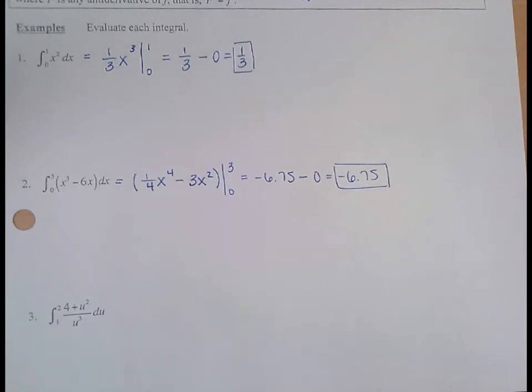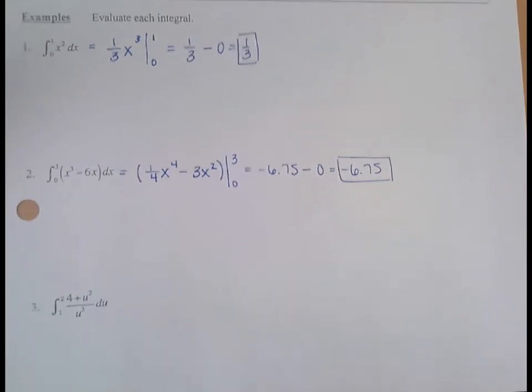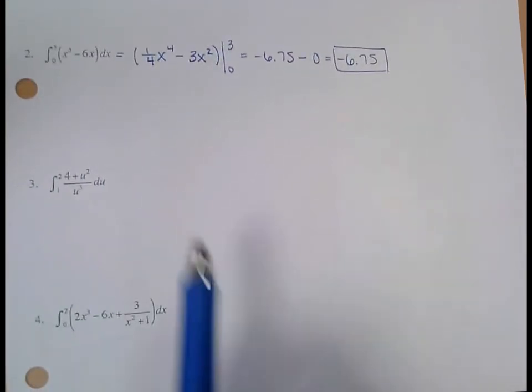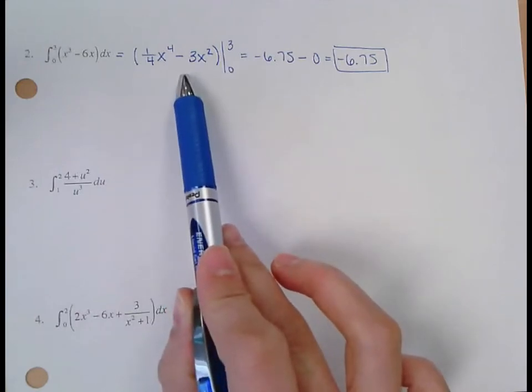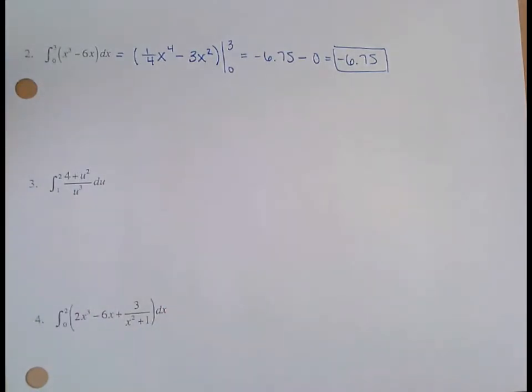Okay, so here I was just checking that you had an answer, not necessarily seeing exactly what all of your answers were. So it should have been negative 6.75. So the antiderivative is 1/4 x to the 4th minus 3x squared. Evaluate that from 0 to 3. When you substitute in 3, it's negative 6.75. When you substitute in 0, it's 0. Questions?